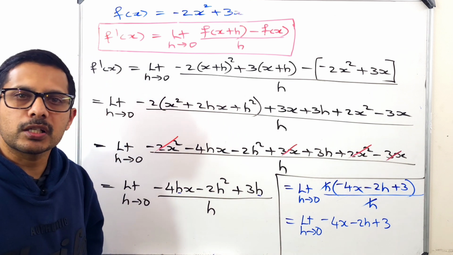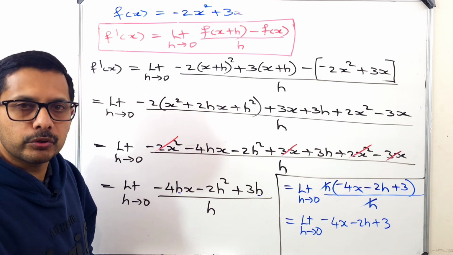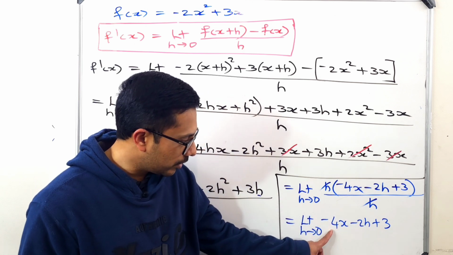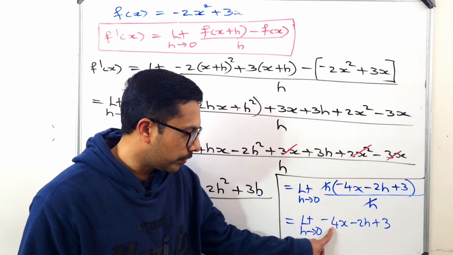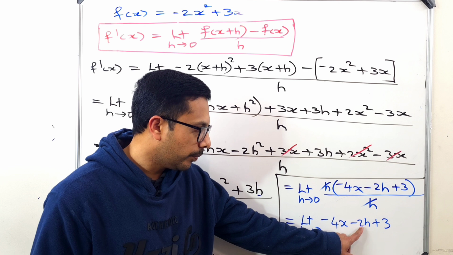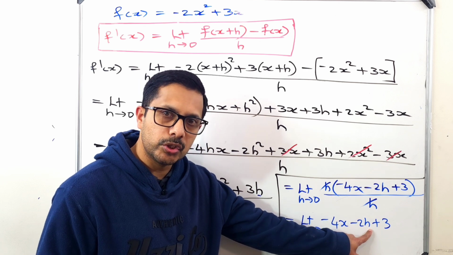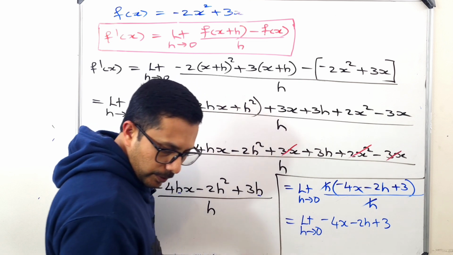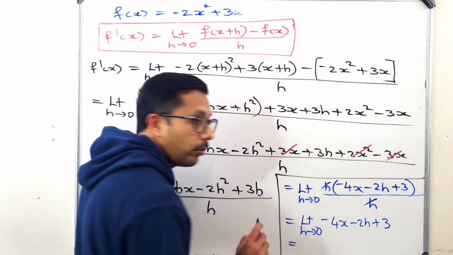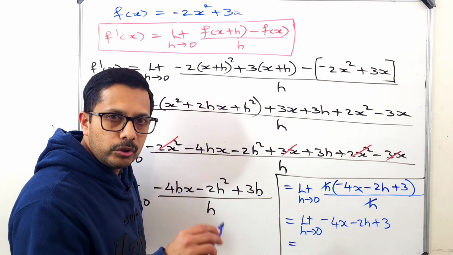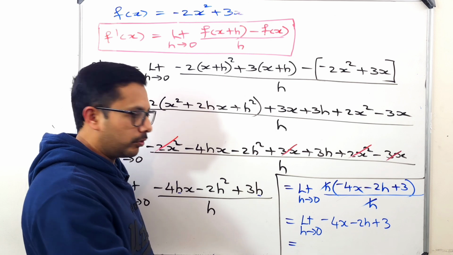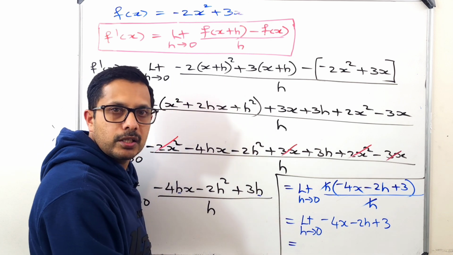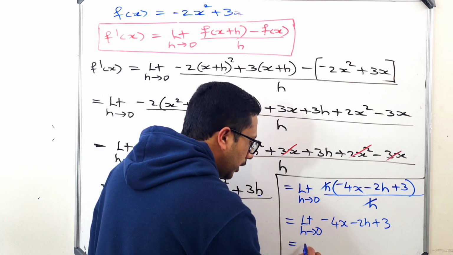So now we can't simplify further. So now what you have to do? We have to substitute the value of h as 0 in this equation. There is no h here, so that one as it is, but this one is minus 2 into 0. H you have to substitute as 0. Now don't forget, now we are going to substitute the value of h as 0, so don't write limit h tends to 0 again, there is no need to write. Okay, so what is remaining?